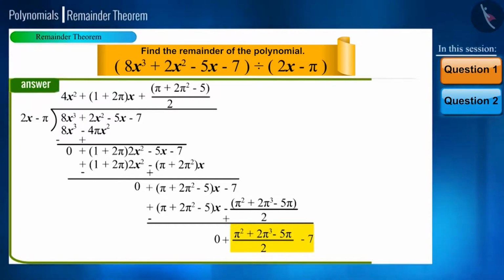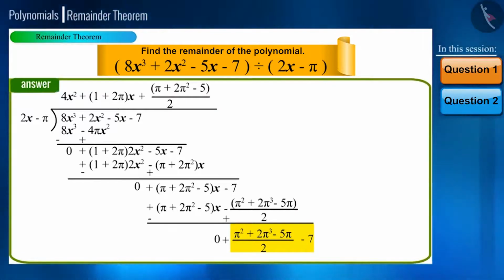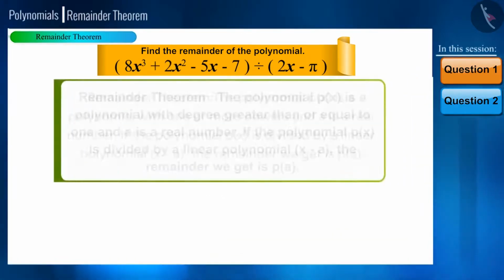Friends, if we carefully observe the remainder, there is no term with variable x. This means we have got a constant polynomial and hence the division is now complete. So we can say that (pi squared plus 2pi cubed minus 5pi) divided by 2 minus 7 is the remainder. This is the solution to this question using long division method.